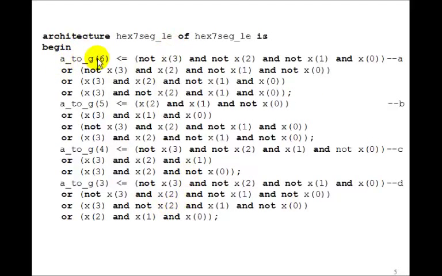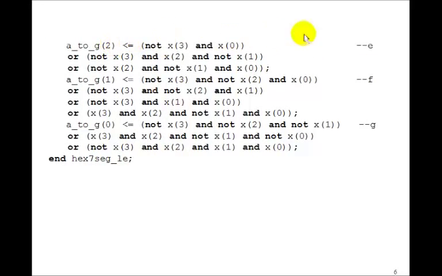Here's A to G sub 6. You can verify by drawing a Karnaugh map. This is what A would be. B is A to G sub 5, this big one. C is A to G sub 4. D is A to G sub 3. Here's A to G sub 2, which is the E that we did, not x3 and x0, or not x3 and x2 and not x1, or not x2 and not x1 and x0. And then F would be A to G sub 1, and G would be A to G sub 0.